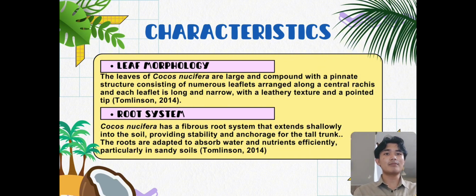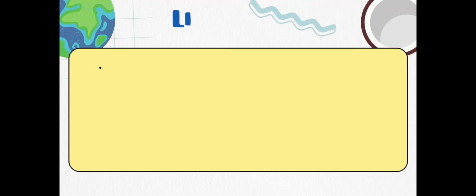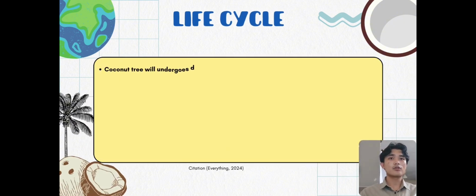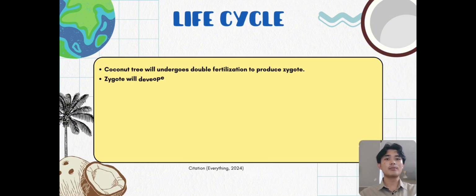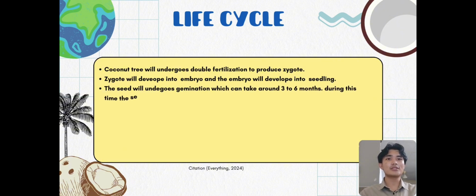The roots are adapted to absorb water and nutrients efficiently, particularly in sandy soil. Next is the life cycle. For the life cycle, the coconut tree will undergo double fertilization. This is when a male gamete and a female gamete fertilize and produce a zygote. The zygote will develop into an embryo, and the embryo will further develop into a seedling.